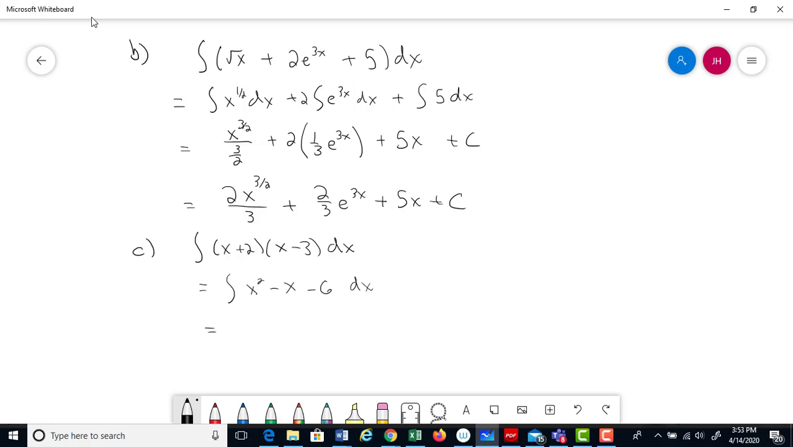Remember doing that when the product rule was first introduced for derivatives: you could do the product rule first, which is take the derivative first, simplify second, or you can multiply first and then take the derivative, and we got the same thing. So since there's no rule for products, multiply first, antiderivative second. So this is going to be x cubed over 3 minus x squared over 2 minus 6x plus c.